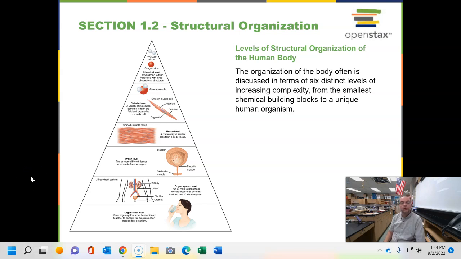Let's take a look at the structural organization of the human body. You can look at it from small to large or from large to small. It really makes no difference. Let's start off at small to large. So this is microscopic. We're talking submicroscopic, the atomic level. You have atoms like you learned about in physical science, biology, or chemistry, like hydrogen atoms and oxygen atoms.